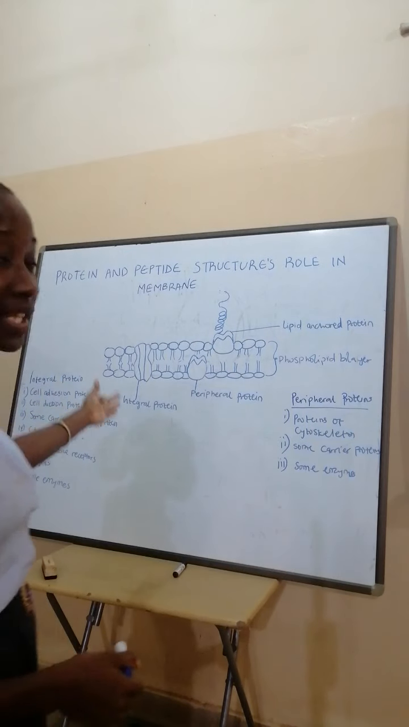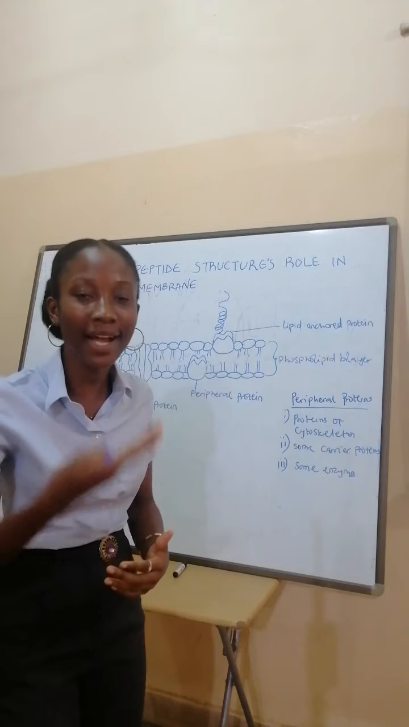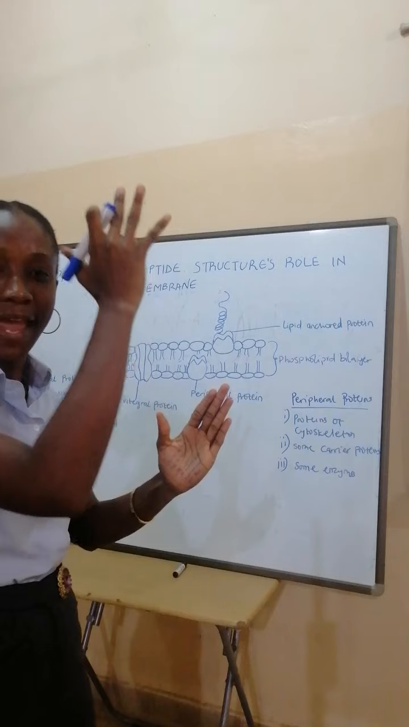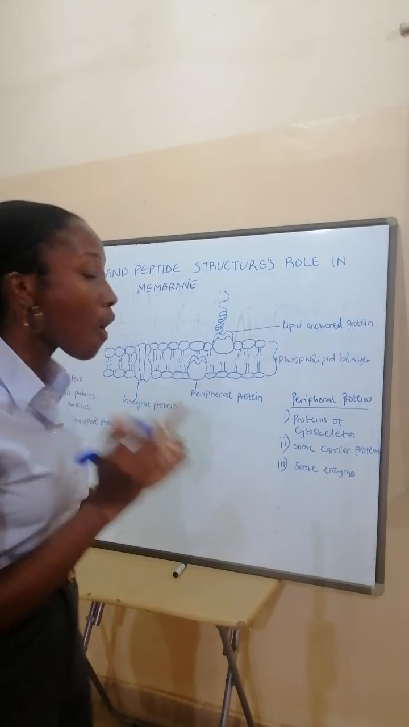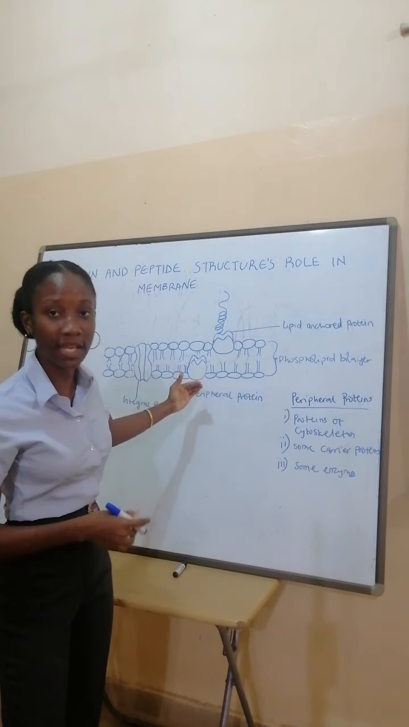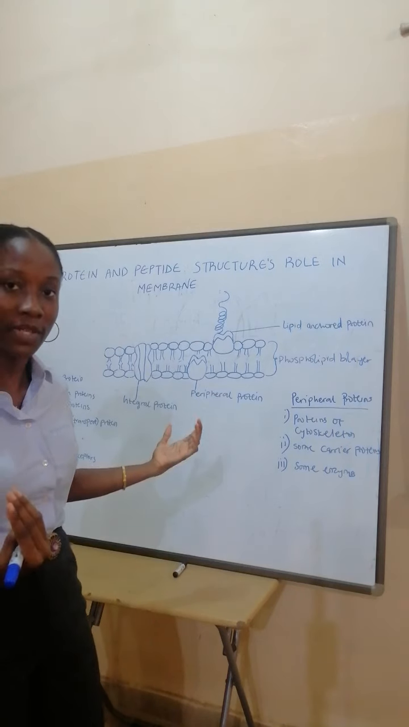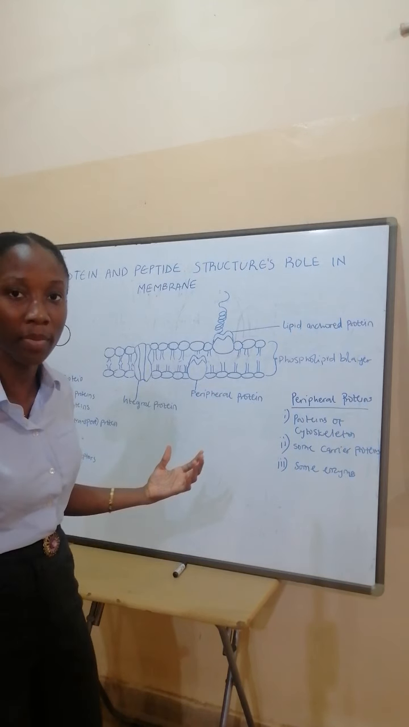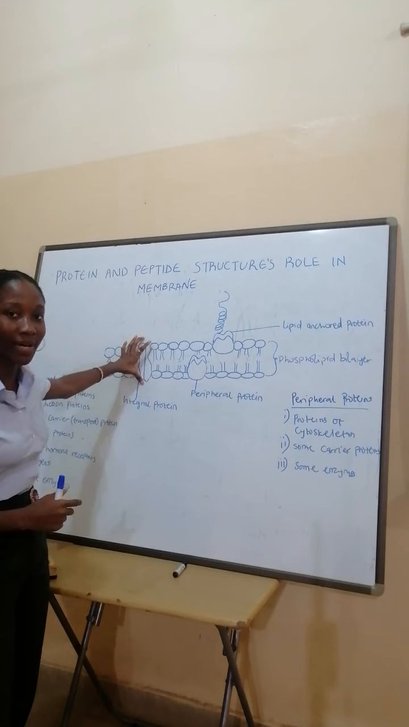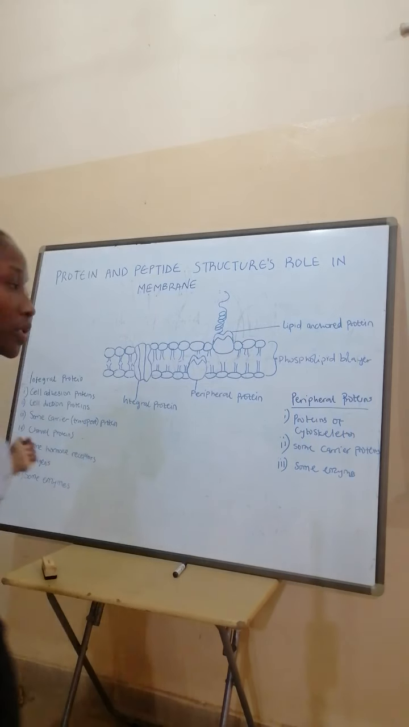Talking about the integral proteins, they are the proteins that run through the entire thickness of the cell membrane. They are embedded in the cell membrane, unlike the peripheral proteins, which you can find peripherally and have the capability of excluding themselves from the cell membrane. They can dissociate from the cell membrane, as opposed to the integral protein, which is embedded structurally in the cell membrane.